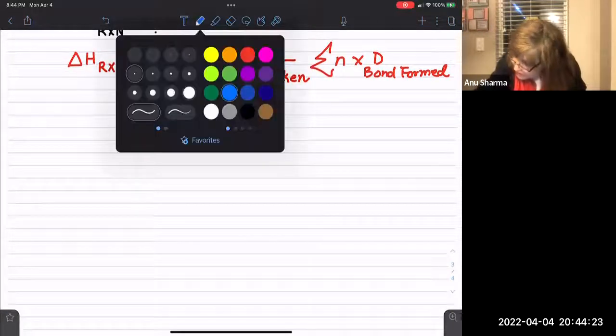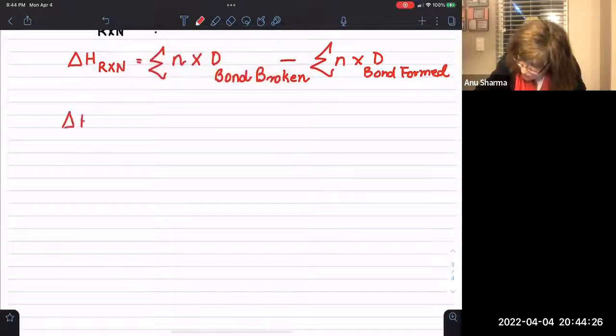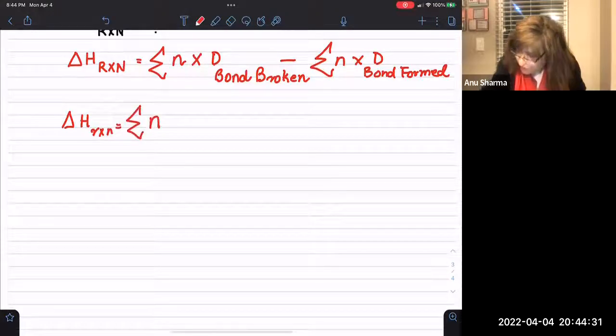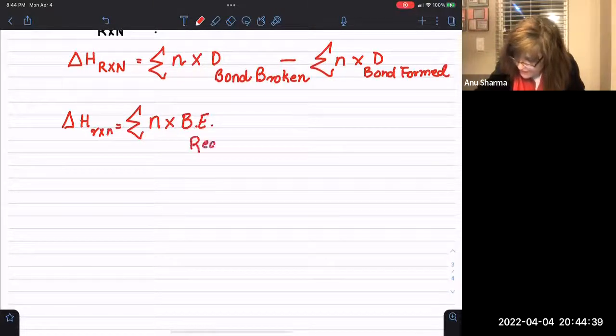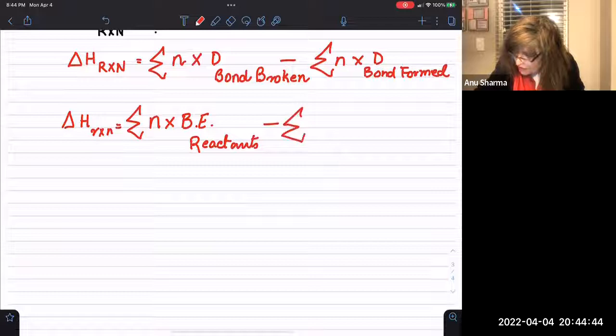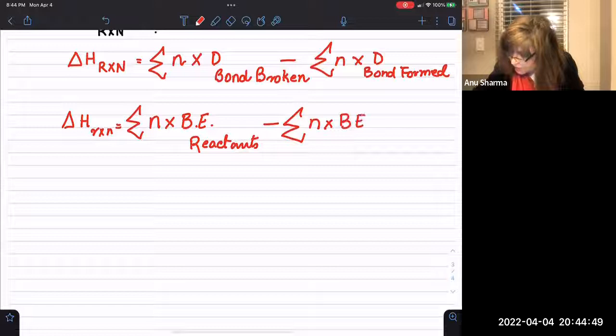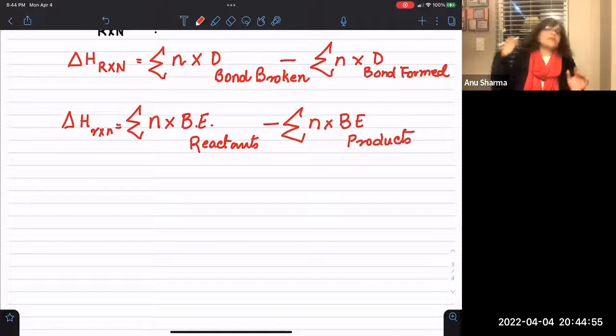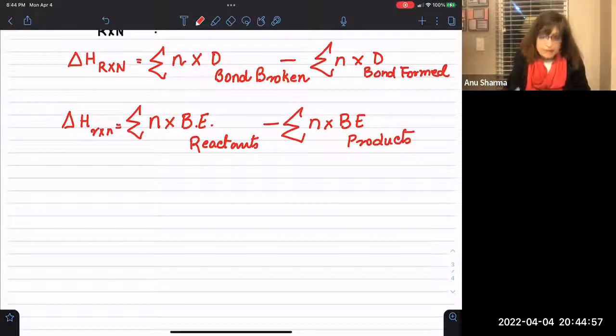So delta H, let's put this in red color. Delta H of this reaction is equal to the sum total of the number of moles times the bond energy of the reactants minus the sum total of the number of moles times the bond energy of the products. So generally it is the products minus the reactants, but this one is special. It's reactants minus the products.